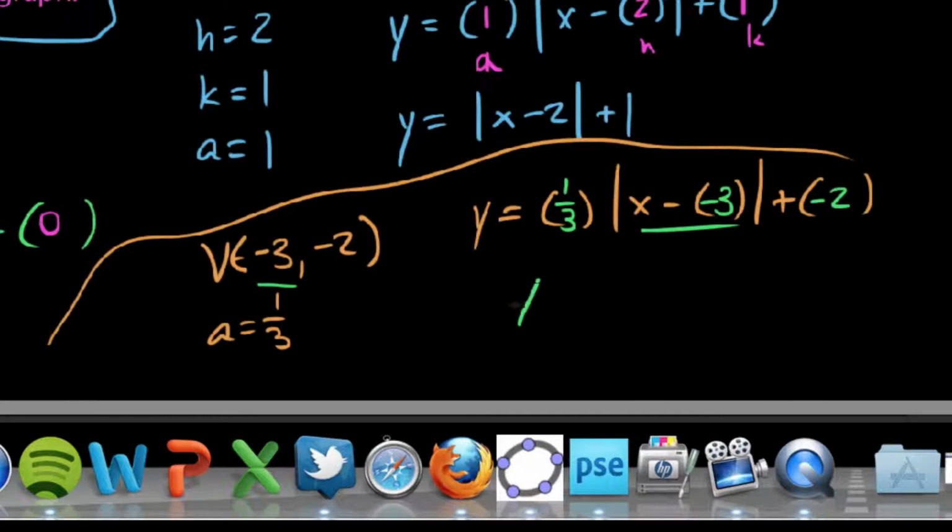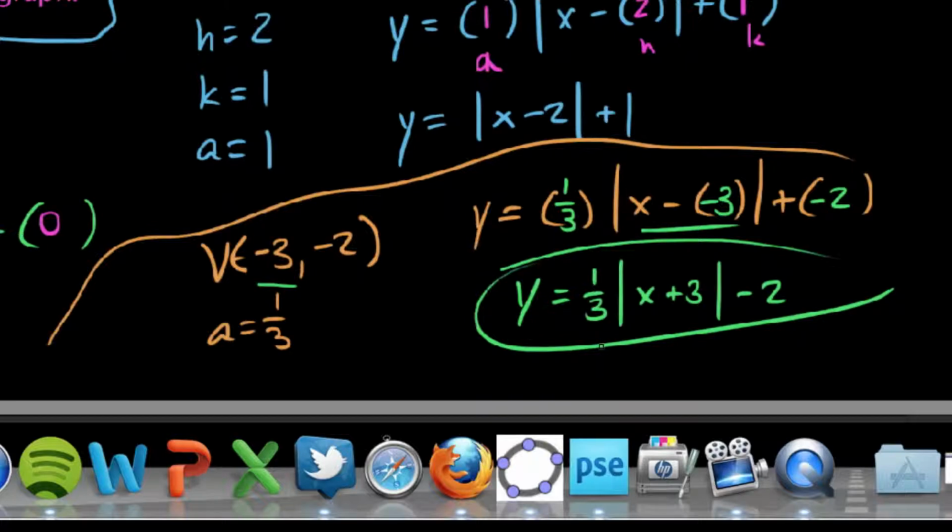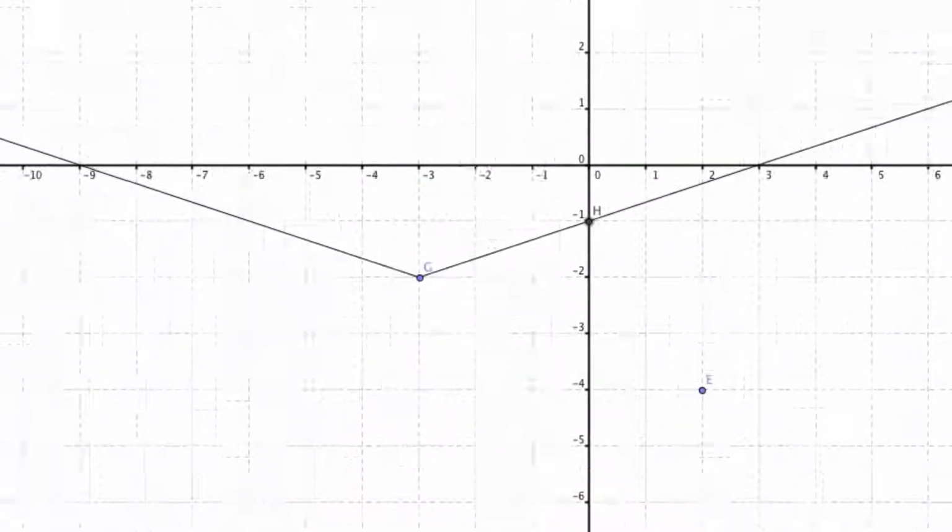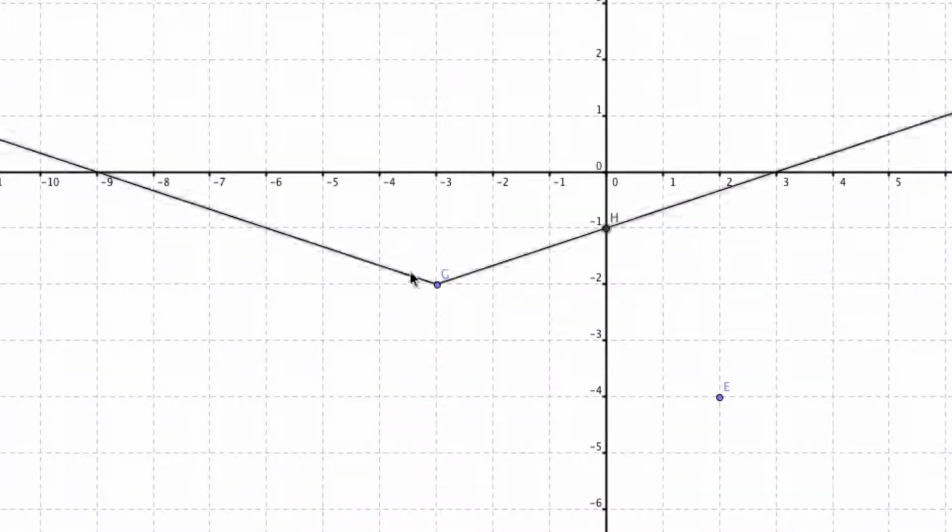Cleaning this up a little bit, we have the 1/3 out front. That's our a value. We have minus a -3, which is the same thing as +3. Then plus a -2, which is the same thing as -2. Of course this is a graph that has a vertex at -3, -2, and goes up 1, right 3. That's exactly what you see over here. So it's pretty straightforward writing the equation of an absolute value graph. You just need to know the vertex and the a value, and you plug that back into the function.